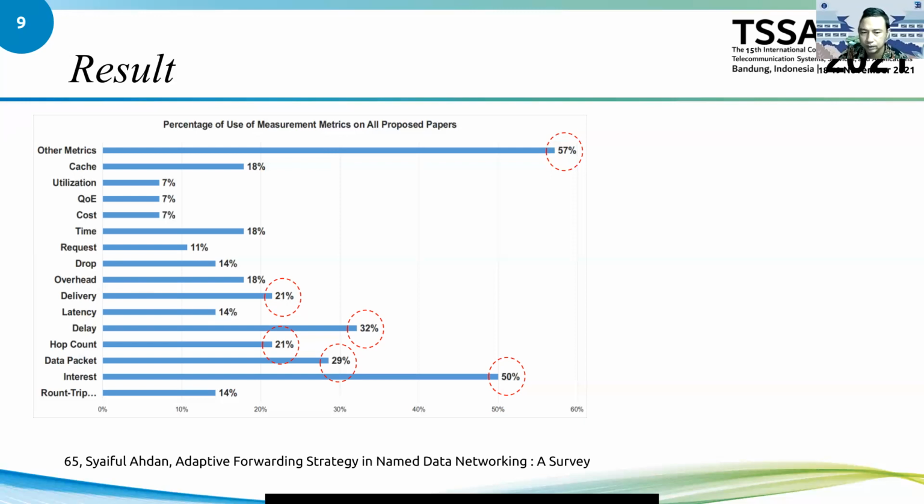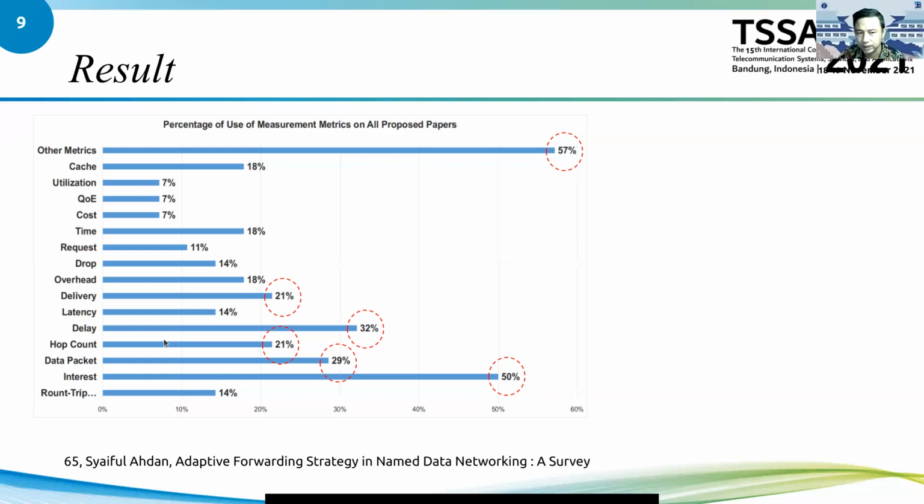29% of proposed forwarding strategies use this data packet metric. The send data metric is used to measure the total number of data packets that have been forwarded in the network. The use of the data metric is very important because it affects other metrics.